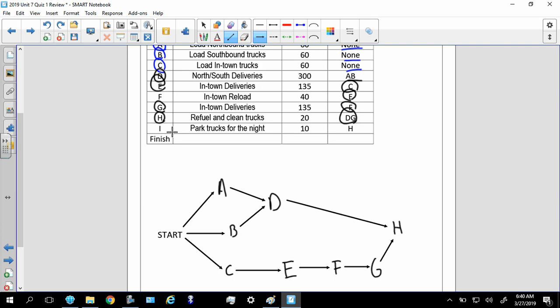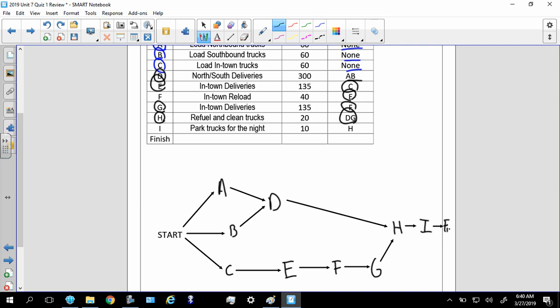And then let's see, I is H. All right, so I've got to put a lot smaller arrow. Space is a problem now. I. And then another small little arrow because this is finish.